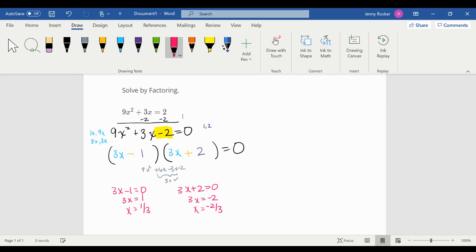So with the factors 3x minus 1 times 3x plus 2, I get x is equal to 1/3 or x is equal to negative 2/3. We have two real solutions.